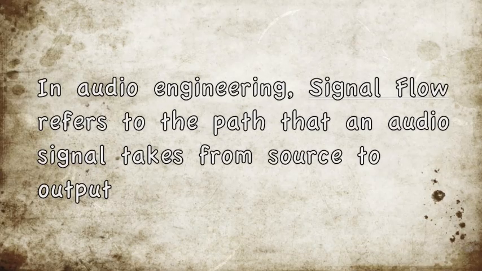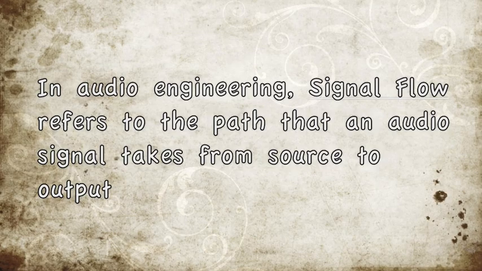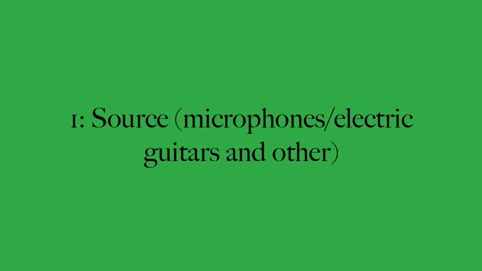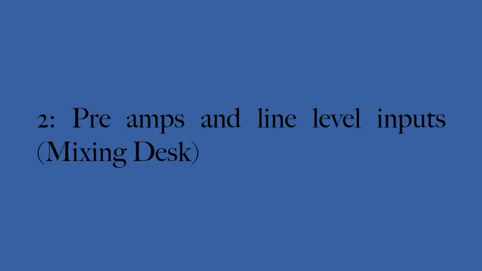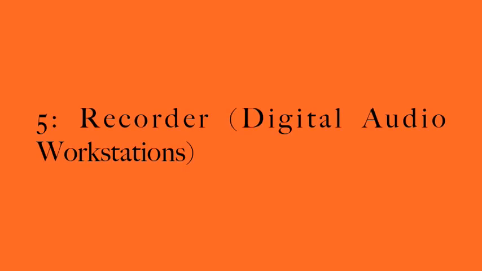In audio engineering, signal flow refers to the path that an audio signal takes from source to output. For example, the signal flow chain in a traditional studio could be: source, preamps and line level inputs, optional processing, AD converters, recorder, DA converters, post-processing, and monitors.